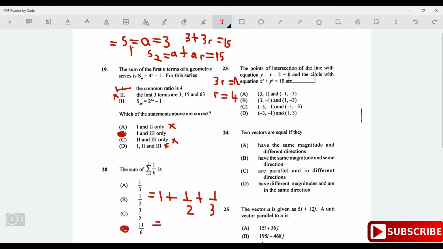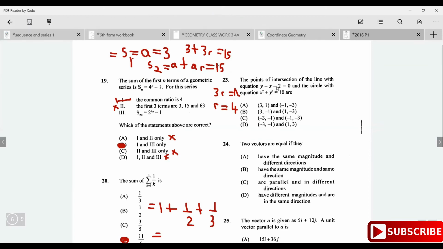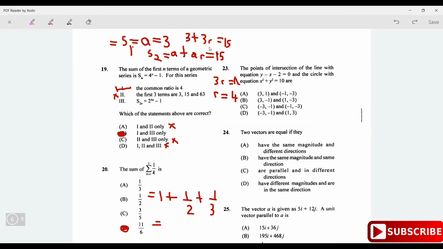All right. So, the point of intersection of the line with the equation y = x + 2 and the circle x squared plus y squared equals 10. First thing you have to do is substitute the line into the circle. I'm going to rewrite the first equation as y is equal to x plus 2.